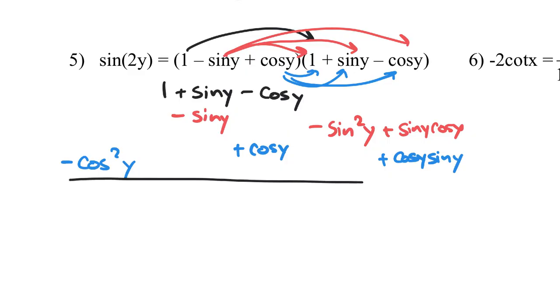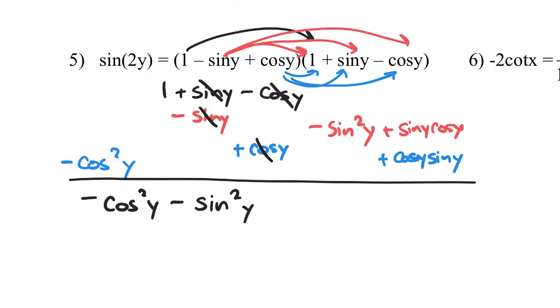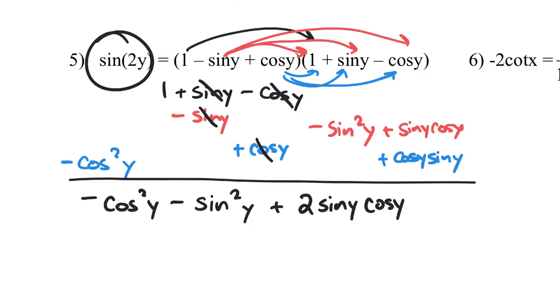So I'm going to combine all my like terms here and rewrite as a single expression. Well, the sine y's cancel. The cosine y's cancel. So let's say negative cosine squared y minus sine squared y plus 2 sine y cosine y. And in my head, I'm feeling pretty good about things because that 2 sine y cosine y is very much what the sine double angle looks like.